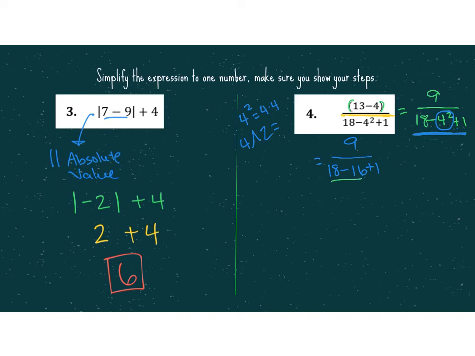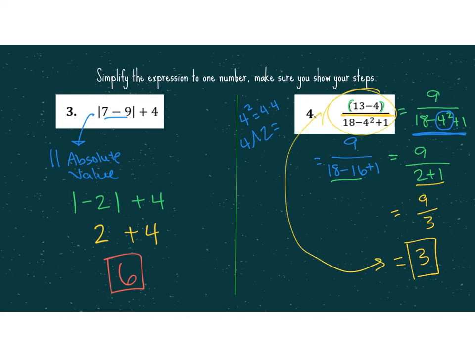I need to take care of the 18 minus 16. So that's going to be 9 all over 2 plus 1. And then I can go ahead and add the 2 plus the 1, 9 divided by 3, which gives me an answer of 3. So this whole expression simplified down to just the number 3.